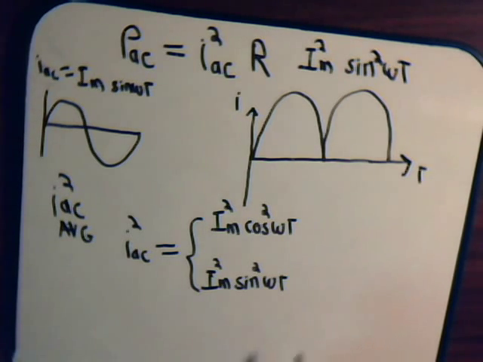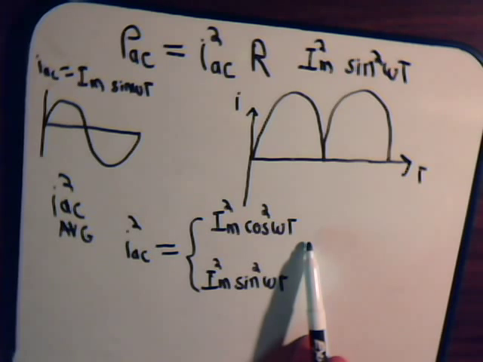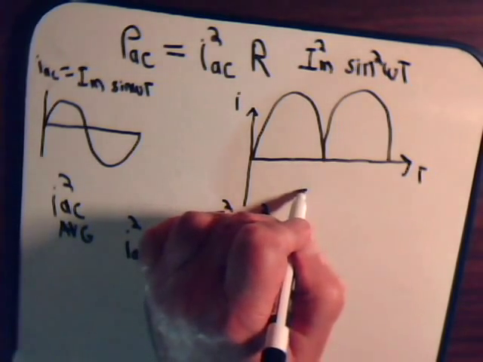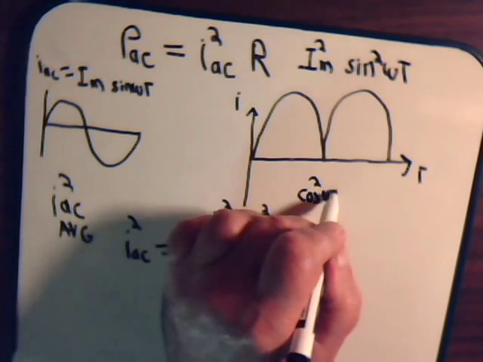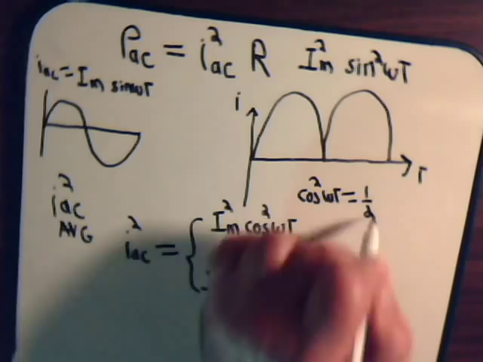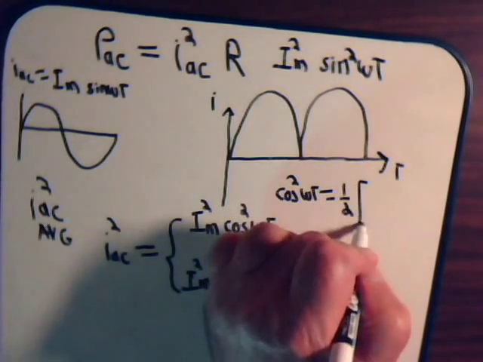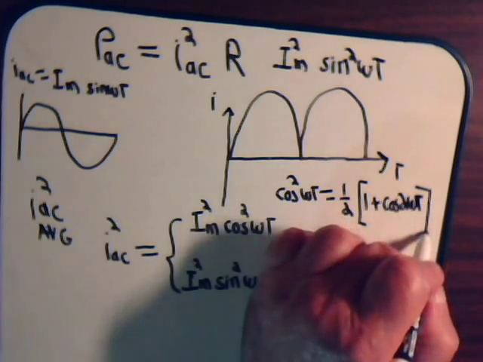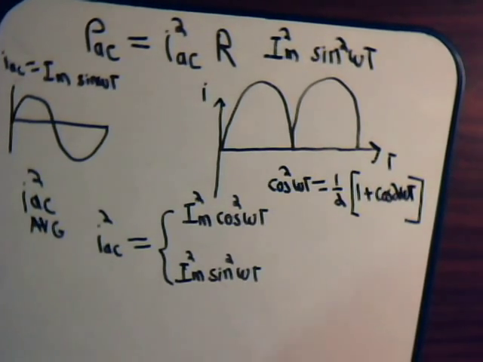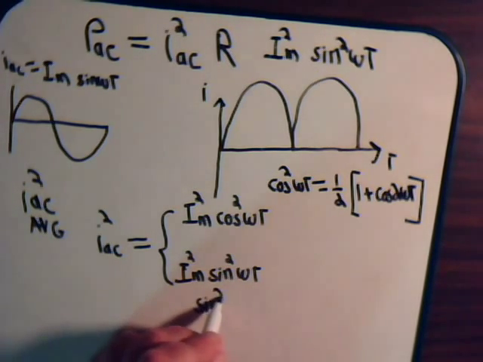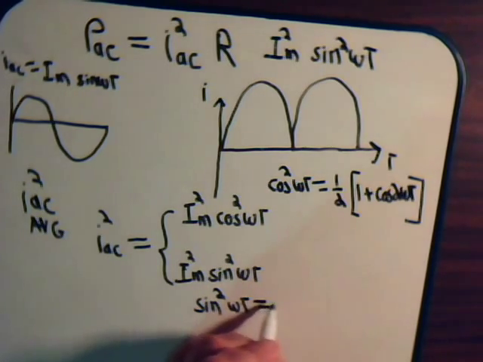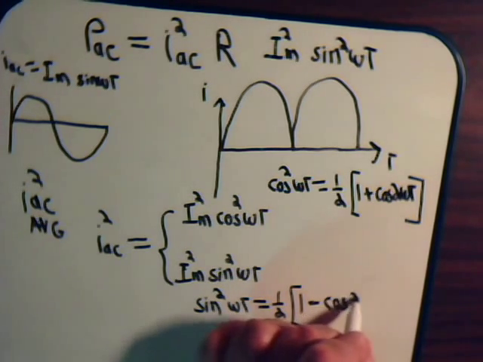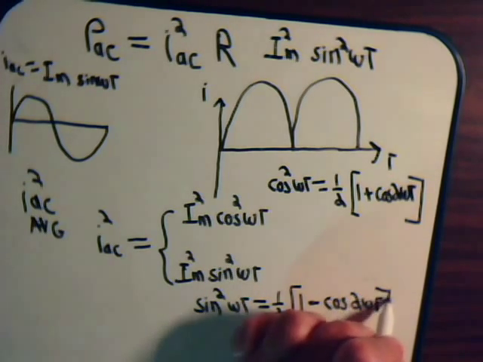Now there's a trigonometric relationship between cosine squared and the cosine of 2 omega t, and also between sine squared and the cosine of 2 omega t. It goes like this: cosine squared of omega t equals 1/2 times 1 plus the cosine of 2 times omega t. And the sine squared of omega t is very similar. It is 1/2 times 1 minus the cosine of 2 times omega t.